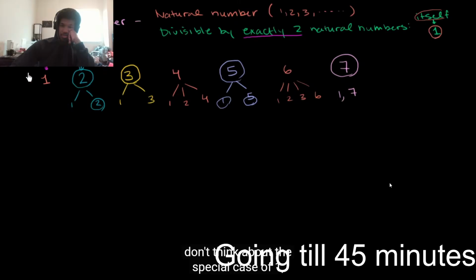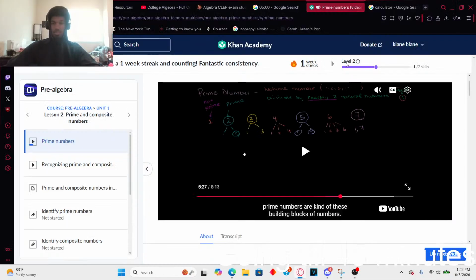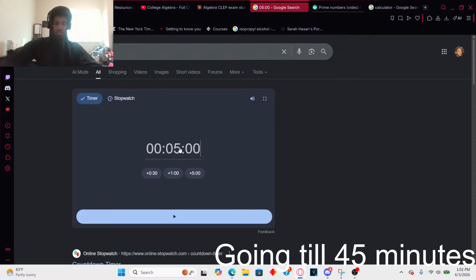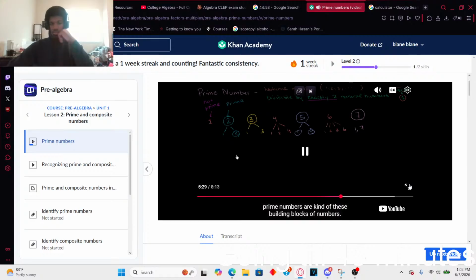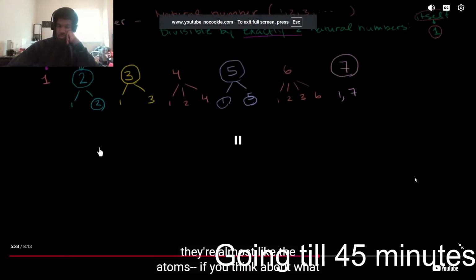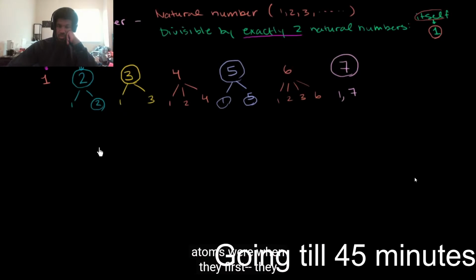And the way I think about it, if we don't think about the special case of 1, prime numbers are kind of the building blocks of numbers, in that you can't break them down anymore. They're almost like the atoms. If you think about what an atom is, or what people thought atoms were, the thing that you couldn't divide anymore. We now know that you could divide atoms, and actually if you do, you might create a nuclear explosion. But it's the same idea behind prime numbers. In prime numbers, it's not theory. We know you can't break them down into products of smaller natural numbers.